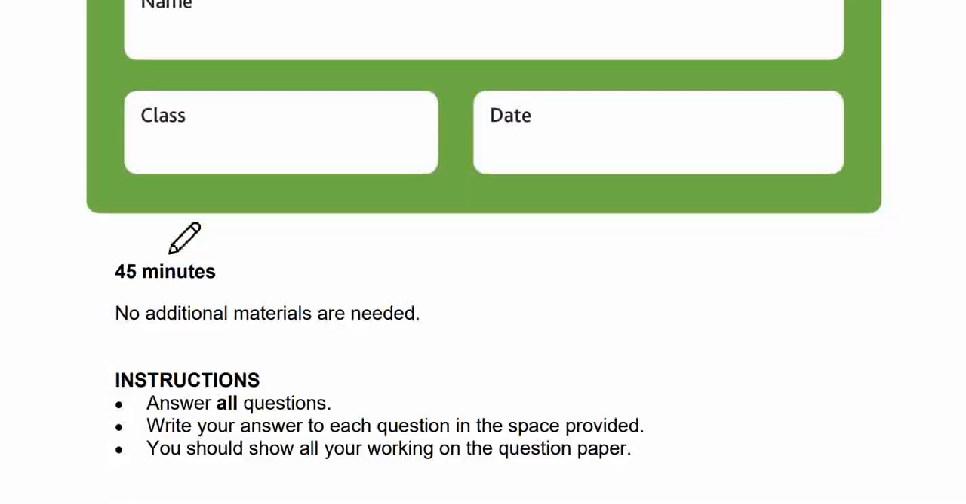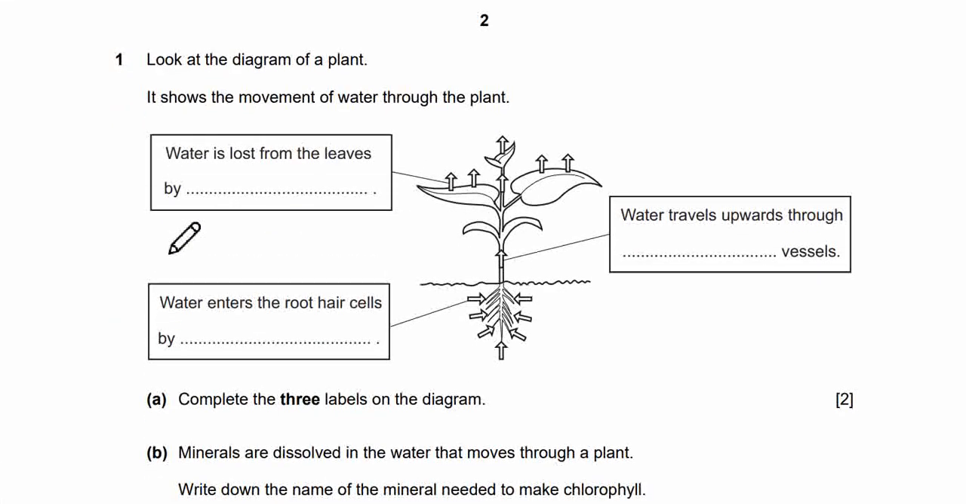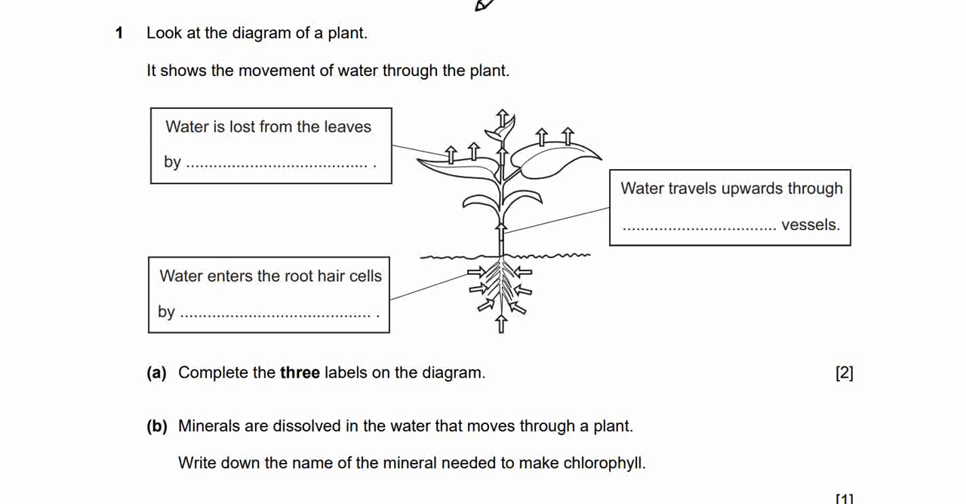Let's start the discussion with explanation. Question number 1. Look at the diagram of a plant. It shows the movement of water through the plant. Water is lost from leaves by what, water travels upward through what vessels, and water enters the root hair cells by what? Complete the 3 labels on the diagram.